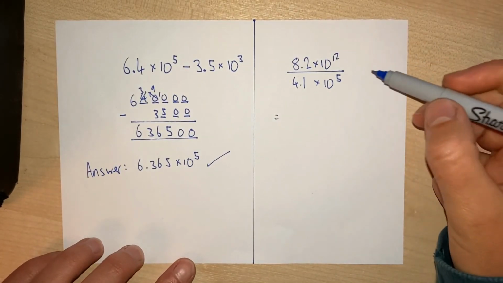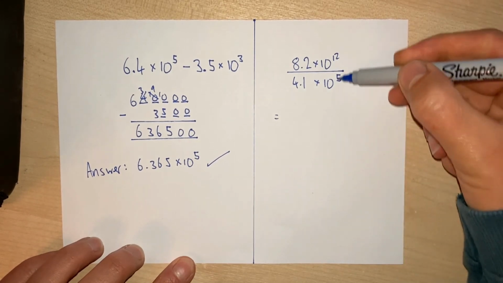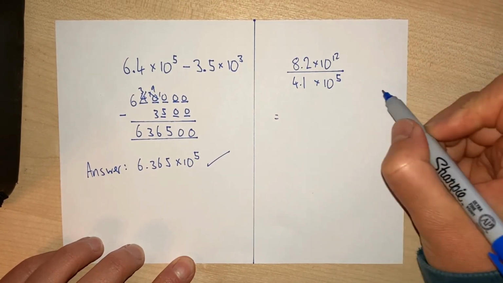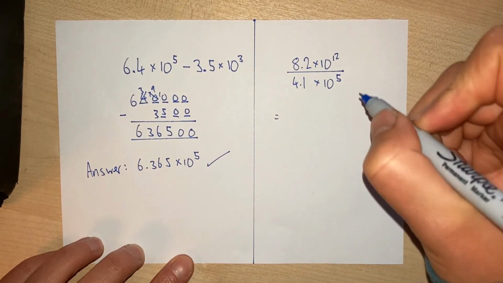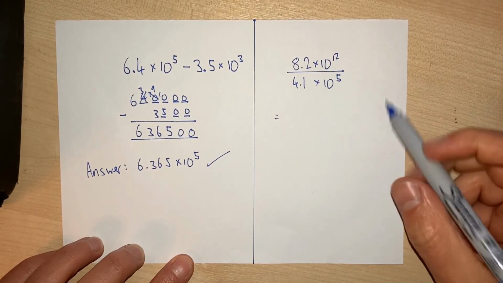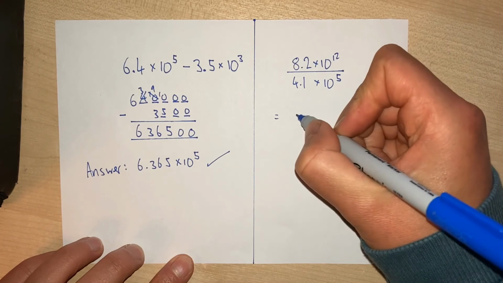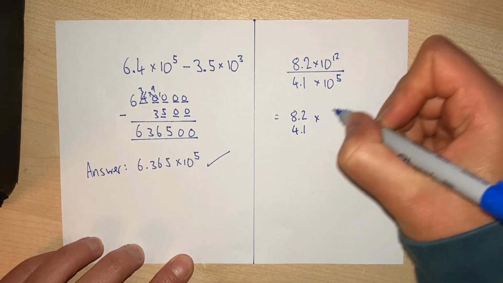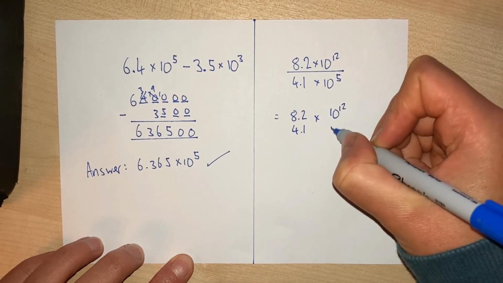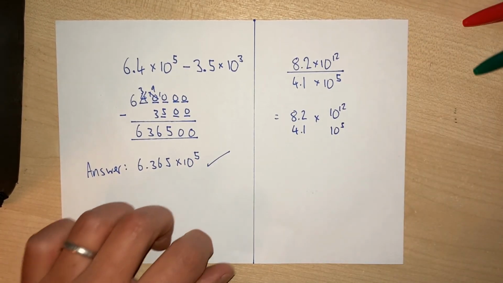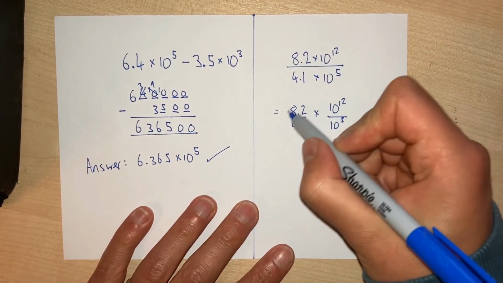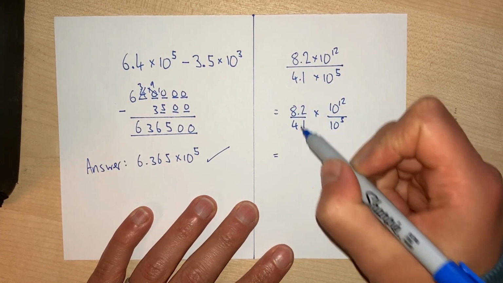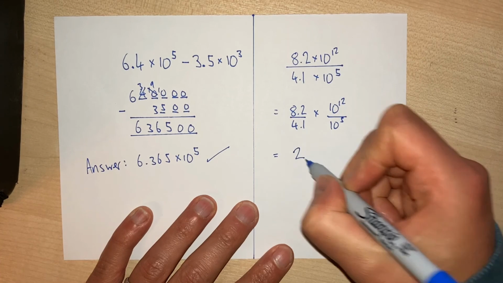One more question. Here we have a division with standard form. Well, this time, instead of writing out the numbers in full, I'm going to use what I know about division and factors to solve this. This is the same as 8.2 over 4.1 multiplied by 10 to the power of 12 over 10 to the power of 5. Well, I can simplify this fraction because I notice that 4.1 goes into 8.2 2 times.